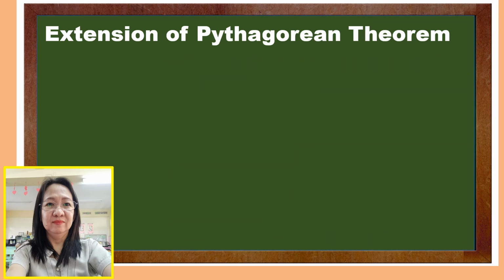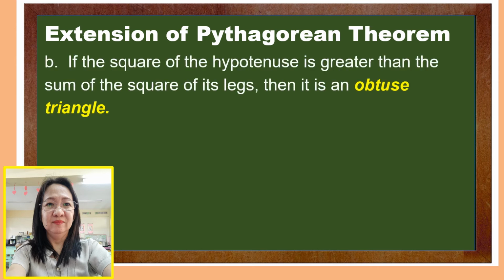Now let us have another extension of our Pythagorean Theorem. If the square of the hypotenuse is greater than the sum of the squares of its legs, then it is an obtuse triangle. So in symbols, we can say that c squared is greater than a squared plus b squared.